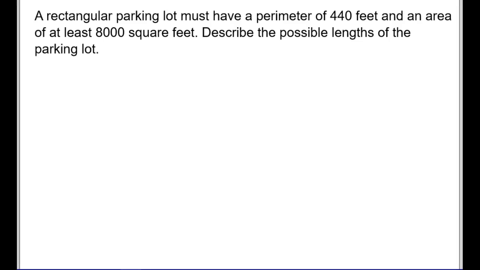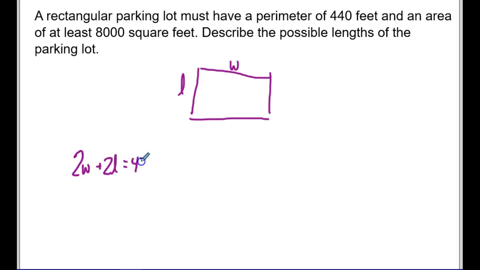Okay, so now here's our word problem. I have a rectangular parking lot that must have a perimeter of 450 feet and an area of at least 8,000 square feet. Describe the possible lengths of the parking lot. So first I like to draw myself a little picture, right? Rectangular parking lot, and I have a length and a width. I know that I must have a perimeter of 440 feet. So perimeter is 2W plus 2L equals 440. I can simplify this a little bit and divide everything by 2, so W plus L equals 220.